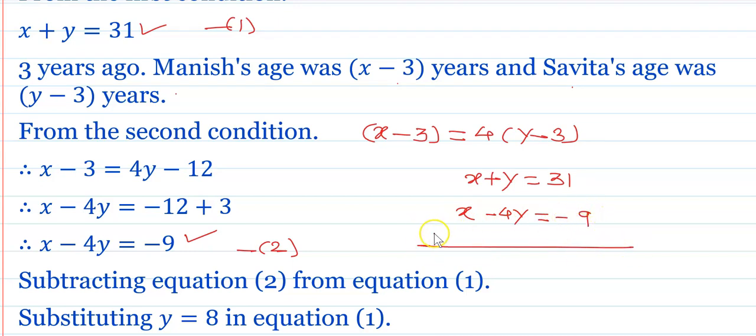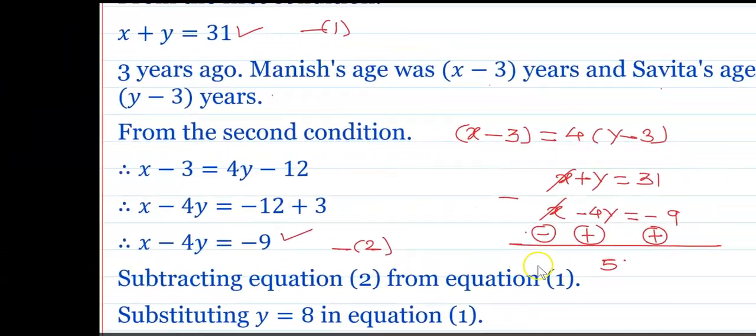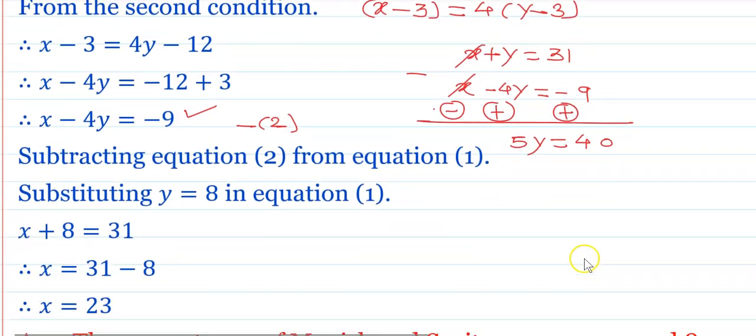Here, for subtraction, change the sign: x minus becomes plus, this minus will become plus, again this minus will become plus. Plus x minus x get cancelled. Y plus 4y, you will get 5y. Minus plus, 31 plus 9, you will get here 40. Therefore, y is equals to 40 upon 5.